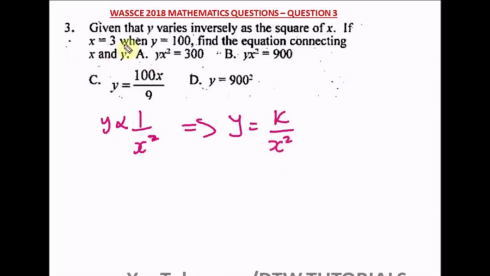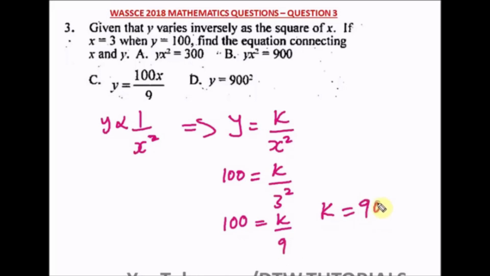Okay, so it says if x is 3 when y is 100, find the equation. So let's put x as 3 and y as 100 here. So we put 100 equal to k over x, which is 3 squared. And what would that give us? That is 100 equal to k divided by 9. And to get k, 9 times 100 will give us 900. Okay, so k is 900.